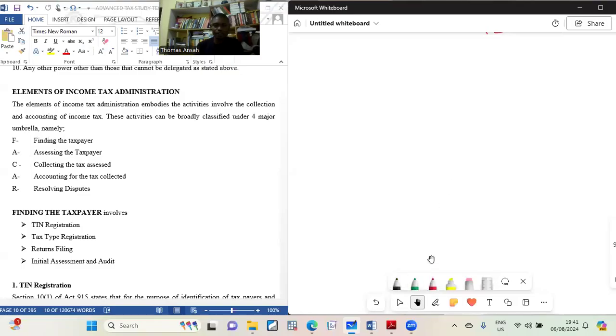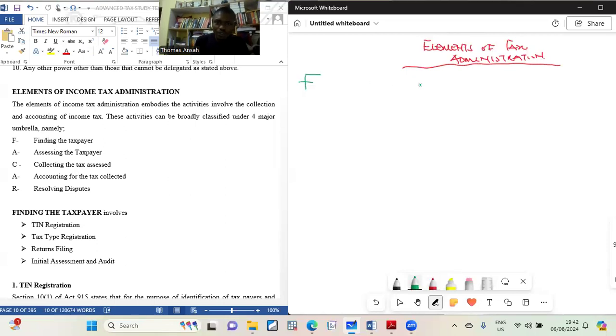So this is like a part 2 of tax administration. So here we focus on the elements of tax administration. The elements. So the elements of tax administration, like I said, we are going to use the acronym FACA.